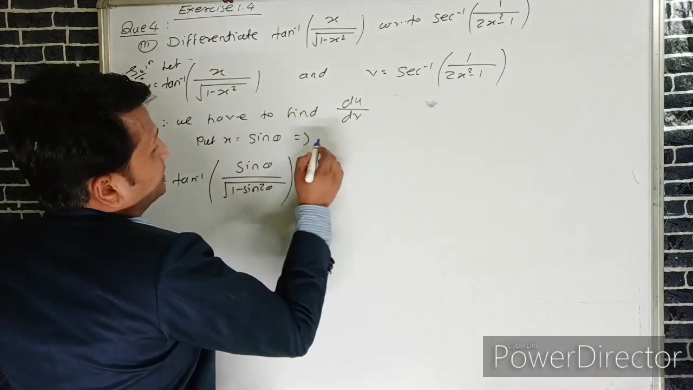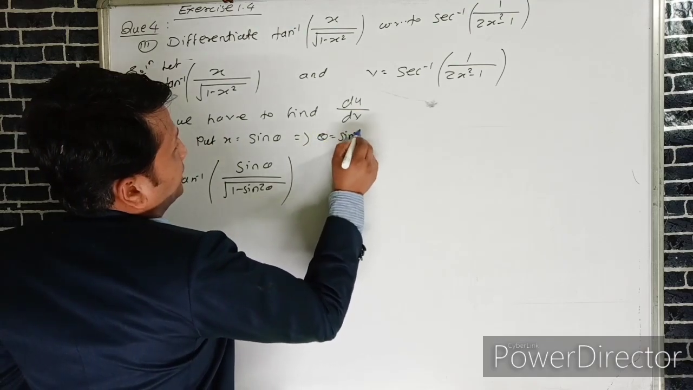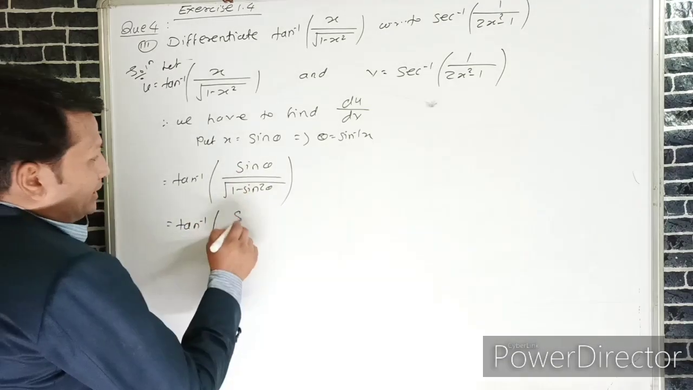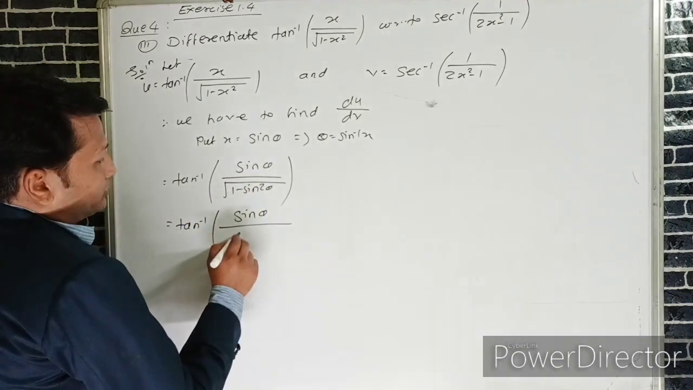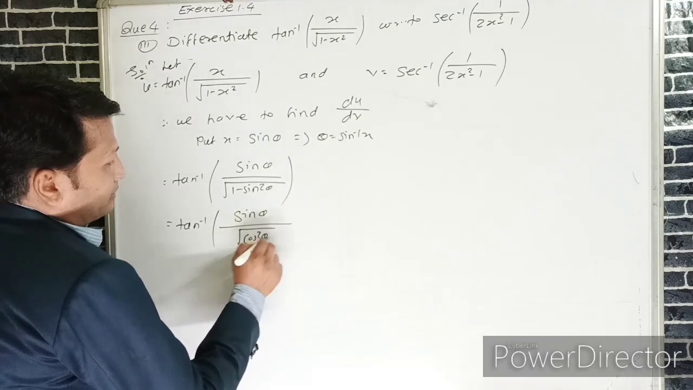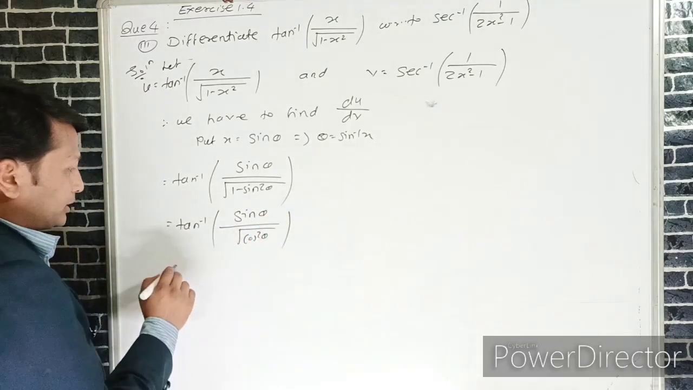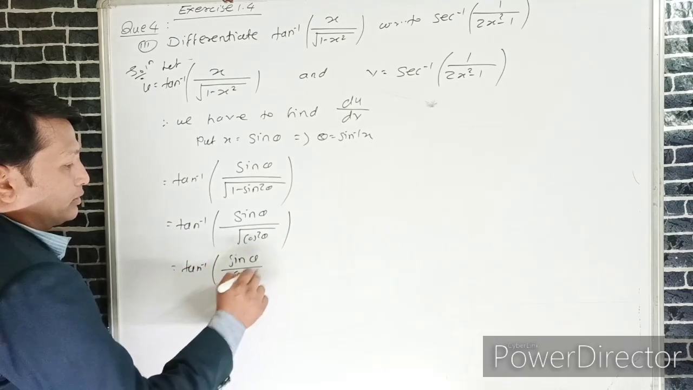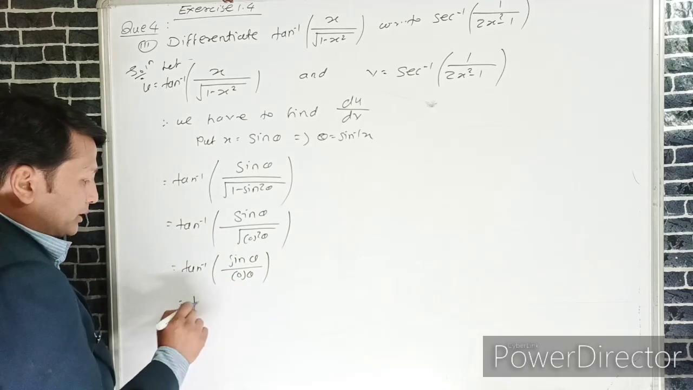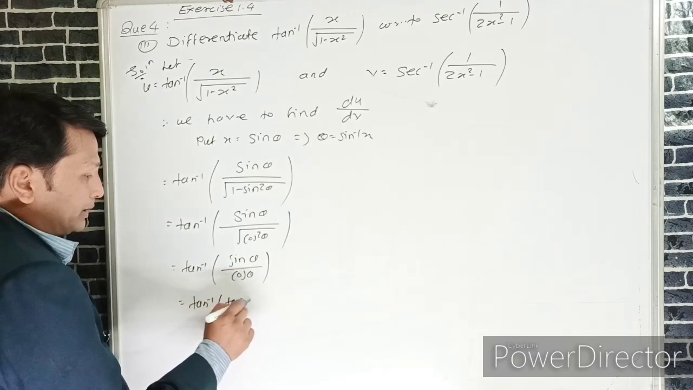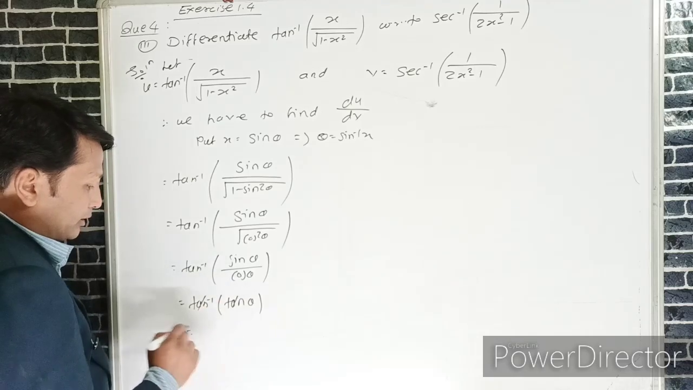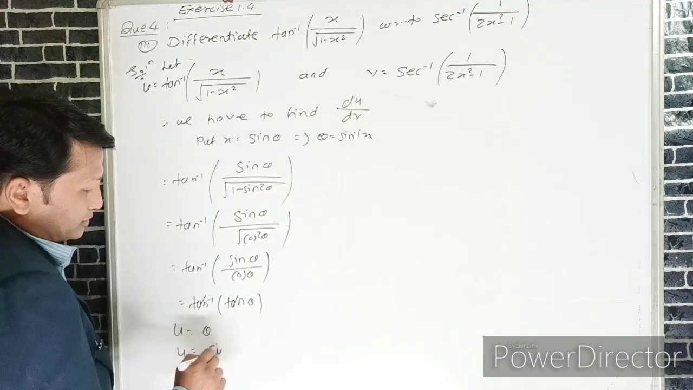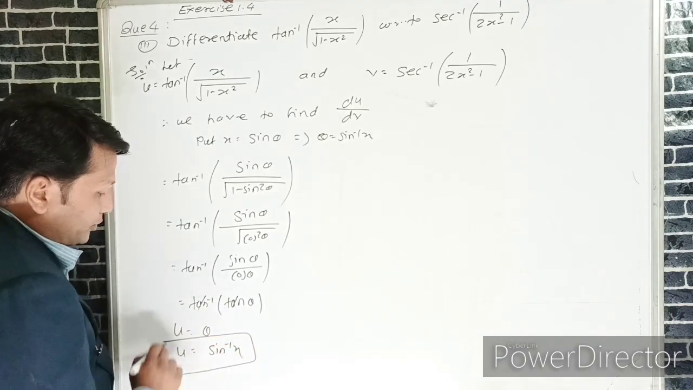If the value of x is sin theta, then theta is equal to sin inverse x. Here sin theta upon under root of 1 minus sin square theta is sin theta upon under root of cos square theta, which is tan inverse of sin theta upon cos theta. We know that sin theta upon cos theta is tan theta, with tan inverse of tan theta. Hence tan inverse and tan cancel. The value of u is theta, and theta is equal to sin inverse x. This is the value of u.